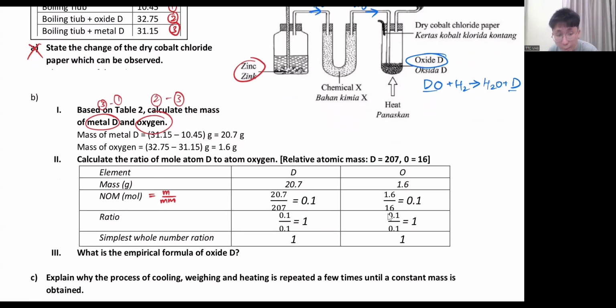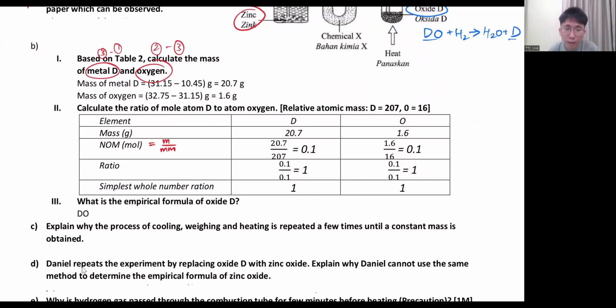And what will be the final empirical formula? 1 D and 1 O. I will say it is D oxide, just DO. Okay, and guys, D is what? I will say high chance it is copper. Even though I don't know who D is for now, this experiment is mainly focusing on copper oxide, the CuO.